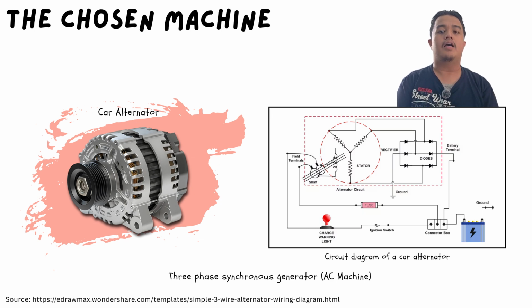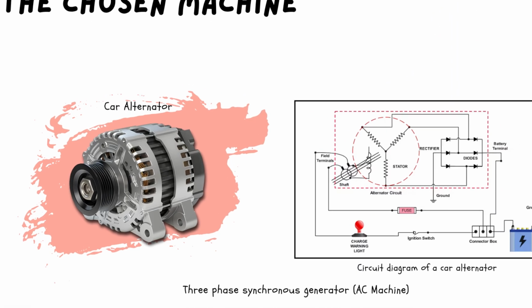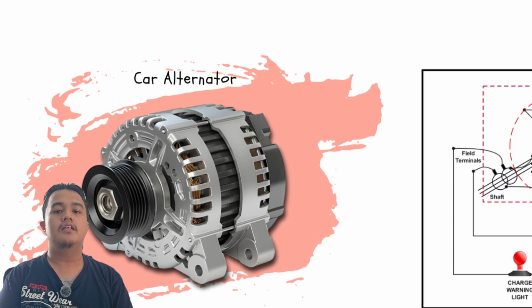They either convert electrical energy into mechanical energy or the other way around. For this assignment, I picked an AC machine that most people never think about, but interact with every single day. The machine I chose is the car alternator. Specifically, it's a 3-phase synchronous generator which classifies it as an AC machine. It generates alternating current, and what makes it synchronous is that the rotor spins in sync with the rotating magnetic field. No slip involved, unlike an induction machine.